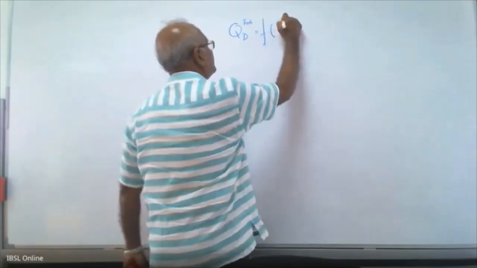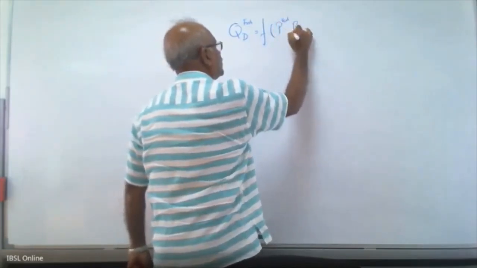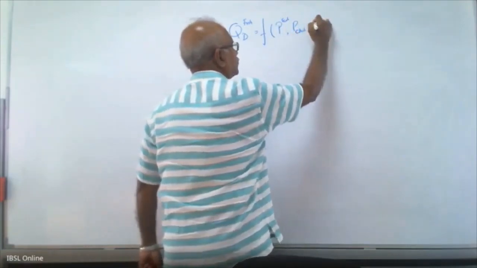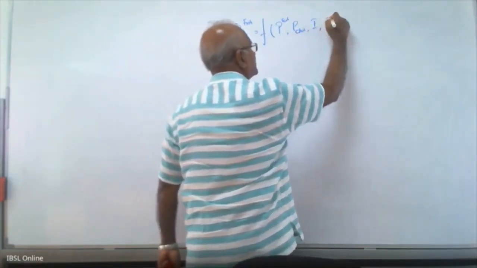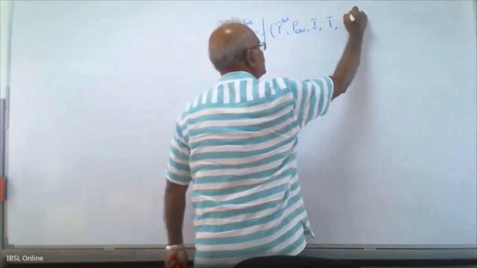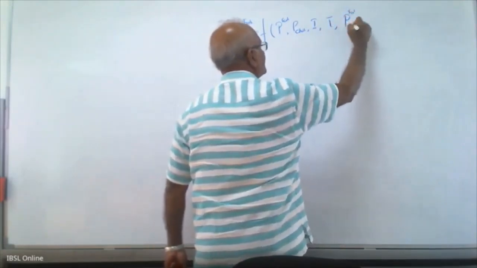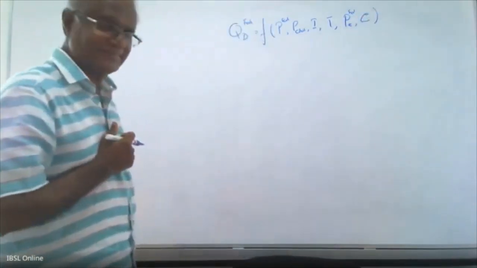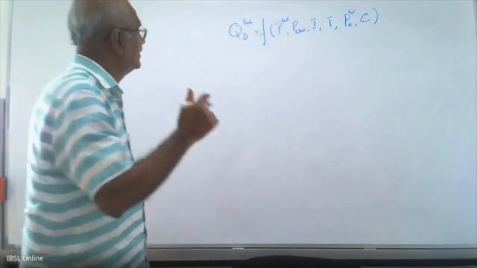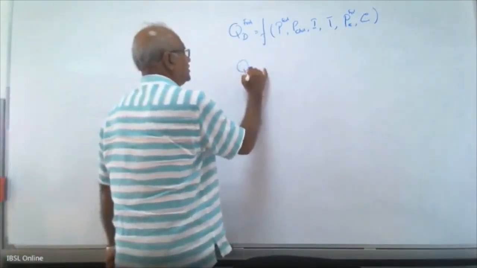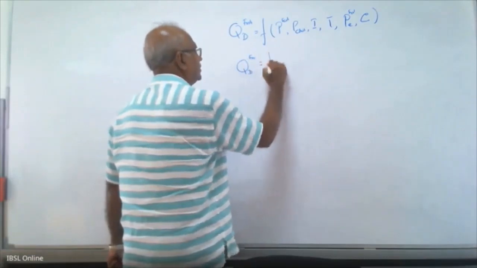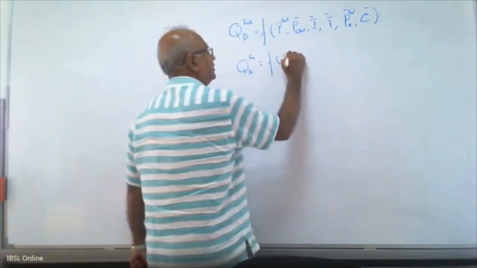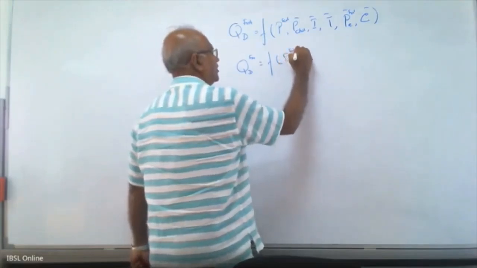Price of fish. Price of chicken maybe. Other factors also: consumers' income, consumers' taste, expected future price of fish, number of consumers, like that. Right? Now, in the case of quantity demanded of fish, if these factors are held constant, what will happen? It depends on the price of fish only.